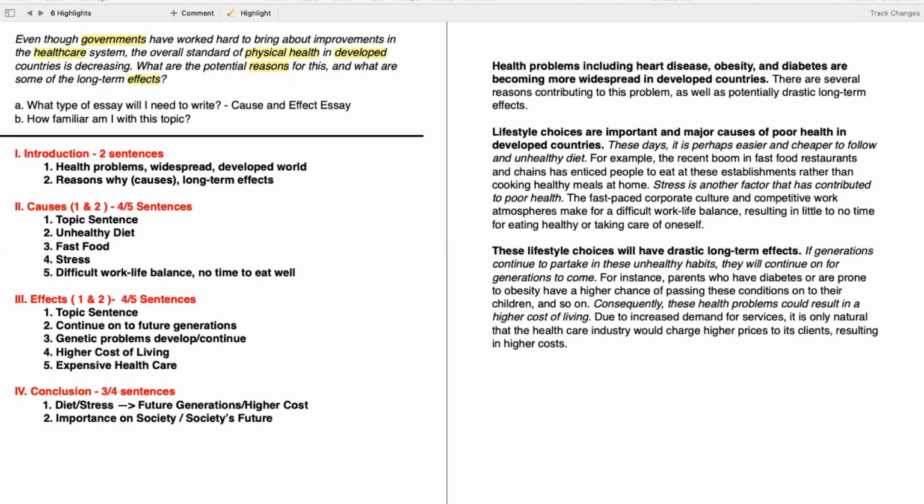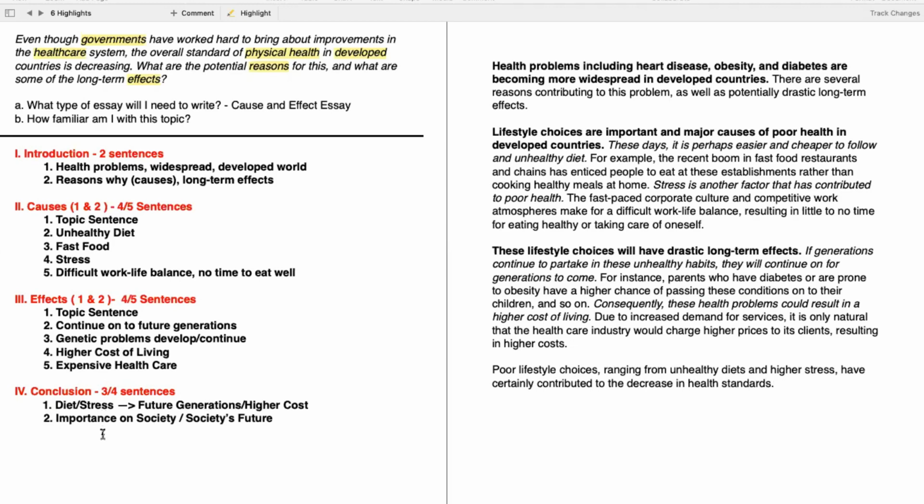Now to wrap everything up, I'm going to show that diet and stress lead to future generations having problems and a higher cost. And so I'm just going to wrap it up and say poor lifestyle choices, and I'll give an example, ranging from unhealthy diets and higher stress have certainly contributed to the decrease in health standards. Okay, so this is showing that.